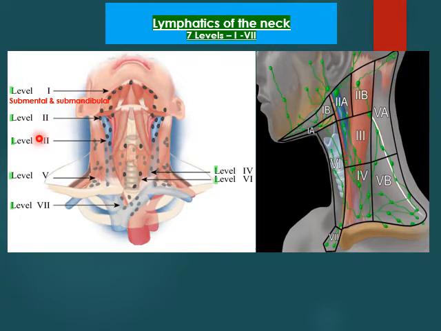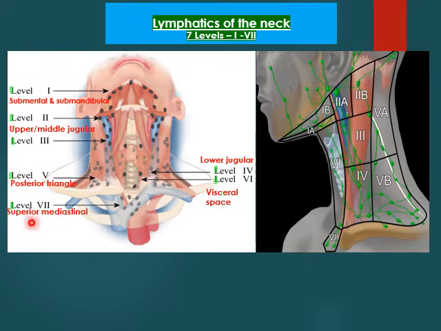Level 2, 3, and 4 are known as the jugular lymph nodes, the upper, middle, and lower jugular lymph nodes, which are also known as the deep cervical lymph nodes. Level 5 is the posterior cervical lymph nodes, the lymph nodes of the posterior triangle of the neck. Level 6 is the visceral space, the anterior space here where the thyroid is located. And level 7 is the superior mediastinal or infraclavicular nodes, which are thoracic lymph nodes.